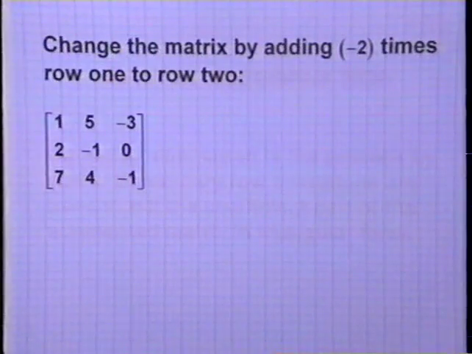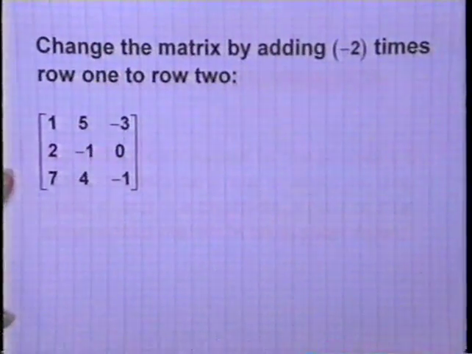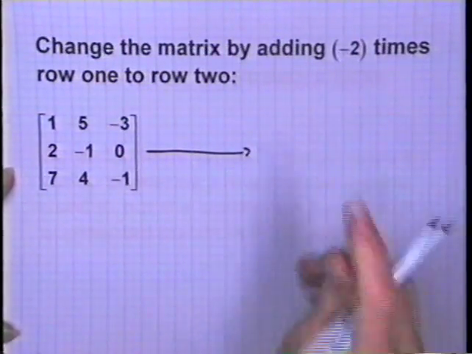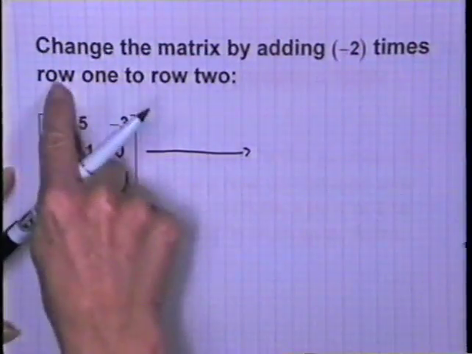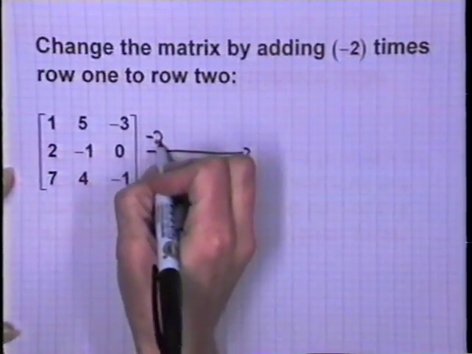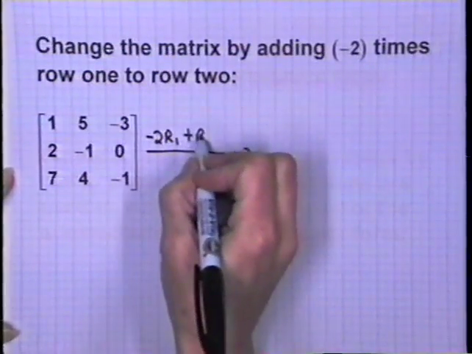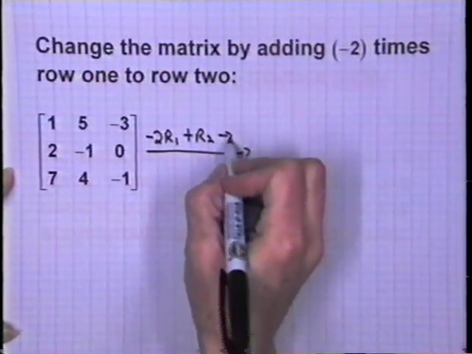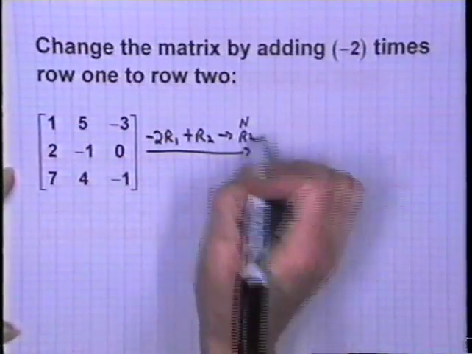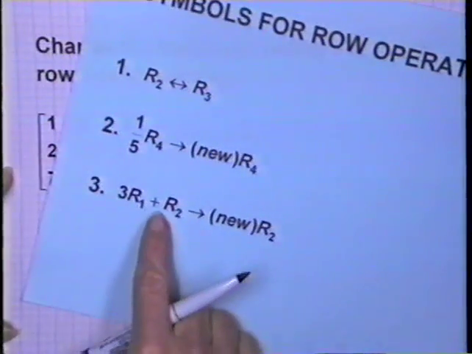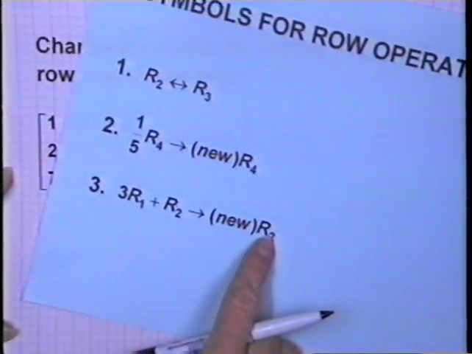It says to change the matrix by adding negative 2 times row 1 to row number 2. Okay, well, let's draw our arrow here. We're going to take negative 2 times row 1, so let's write that, negative 2 times row 1. We're going to add that to row number 2, and that becomes my new row number 2. Remember, the row you're adding to is the one that changes. We're adding to row 2, that becomes the new row 2.